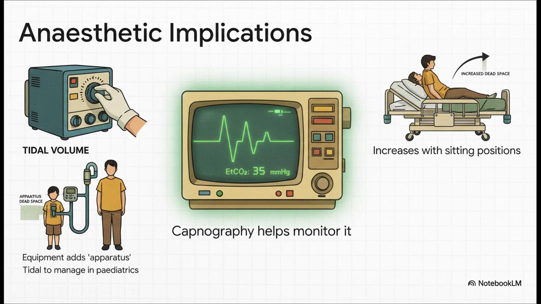So for an anesthesiologist, managing dead space is this constant, delicate balancing act. They're using monitors, like a capnograph, to keep a close eye on it. They have to tweak the ventilator settings, maybe giving bigger breaths to make up for that wasted portion. And this is especially critical when they're working with kids, because their breaths are so small to begin with. Any little bit of extra dead space from the equipment can have a massive impact.